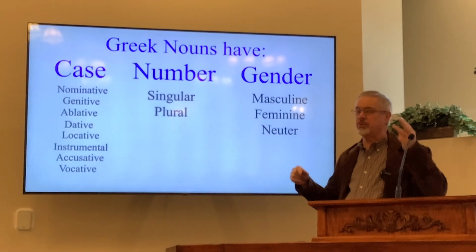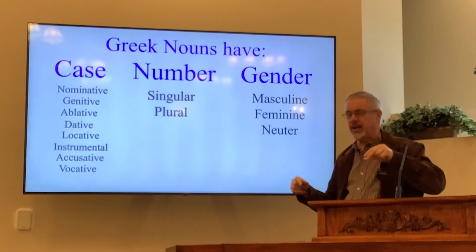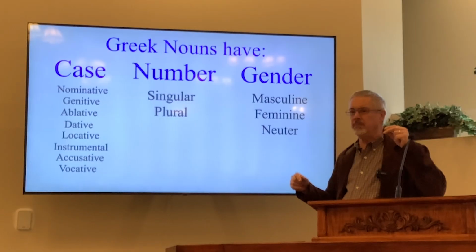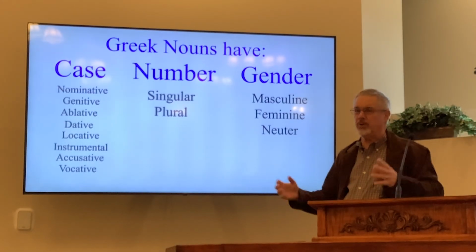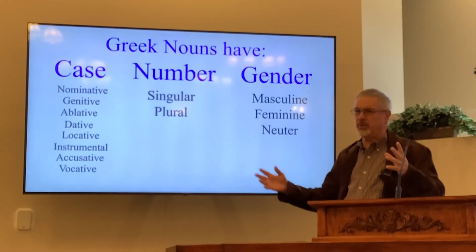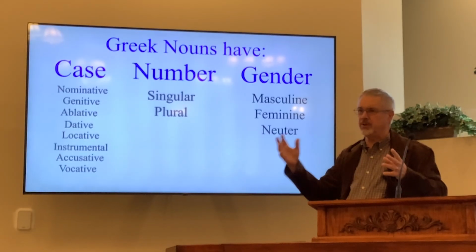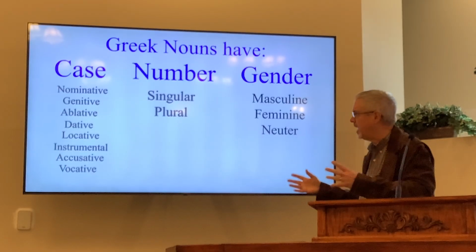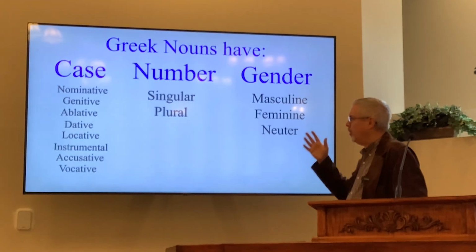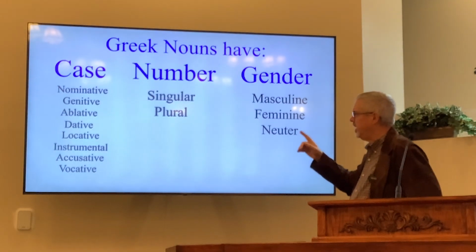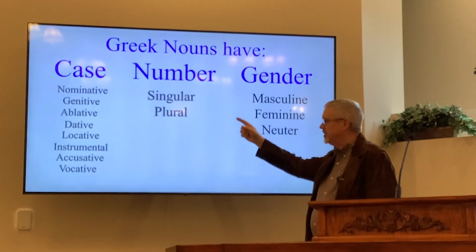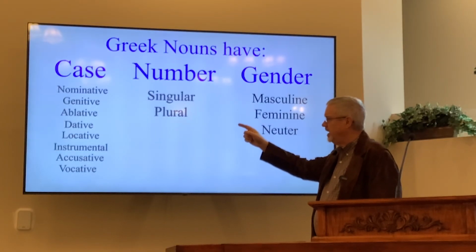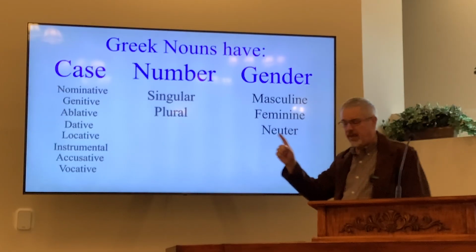There are three different declensions. We're doing the second declension, and there's also the masculine plural. There's the feminine singular and plural. There's the neuter singular and plural. So it gets kind of complicated. But I just want to show you that we have case. We have the nominative case, genitive, ablative, dative, locative, instrumental, accusative, vocative.